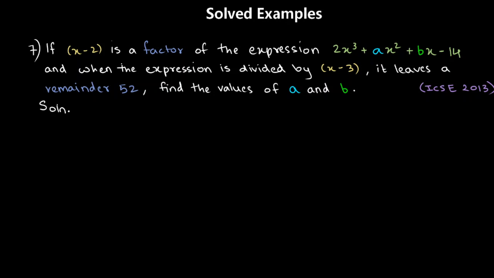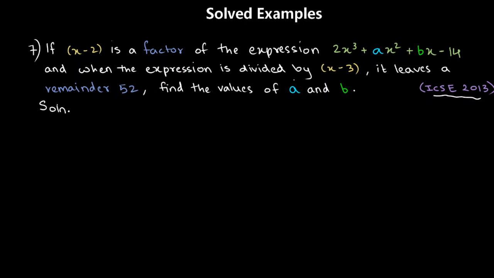If x minus 2 is a factor of the expression 2x cubed plus ax squared plus bx minus 14, and when the expression is divided by x minus 3, it leaves a remainder 52. Find the values of a and b. This question was asked in the ICSE 2013 examination, right?